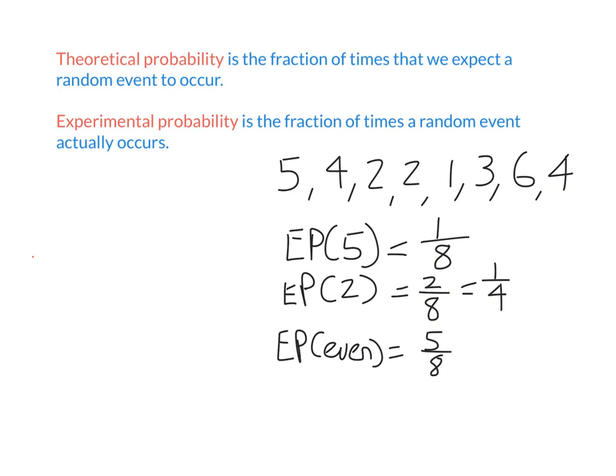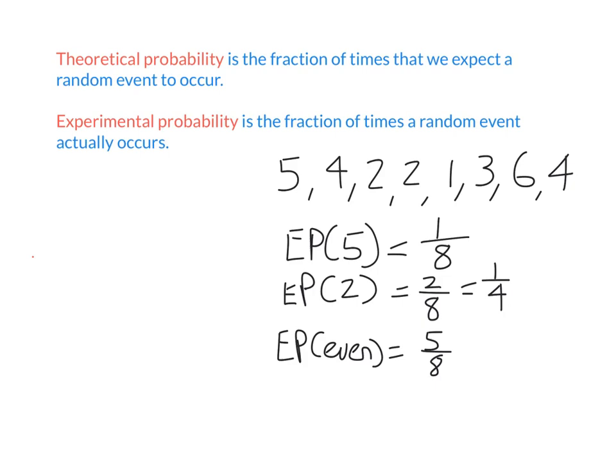Remember, we calculated the theoretical probability before. The theoretical probability of rolling an even number was 3 over 6, or a half. We expect that if we roll a die heaps of times, we'll roll an even number half the time and an odd number half the time. But that doesn't always happen. Sometimes we roll a die heaps of times and we get even more than half the time. And that's what happened here. So the experimental probability is 5 over 8. It's different to the theoretical probability of a half. The theoretical probability and experimental probability are not necessarily equal.